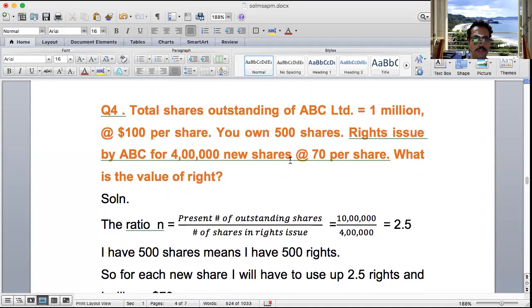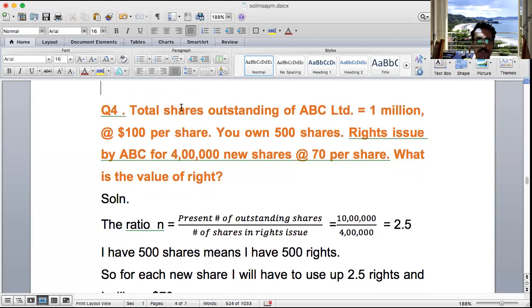Hello friends. So in this session, we are going to learn about rights issue. So what are rights issues? Suppose I am an existing shareholder. As a privilege, I am entitled to certain rights issue. How does this work out? We'll see from this solved example.